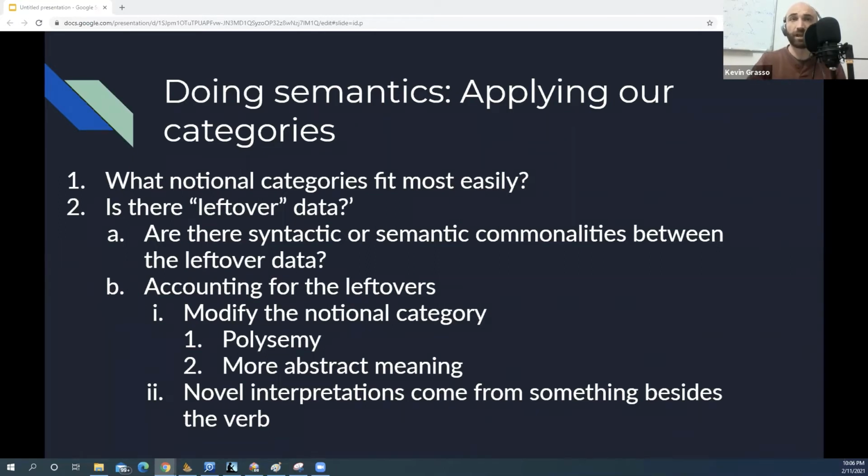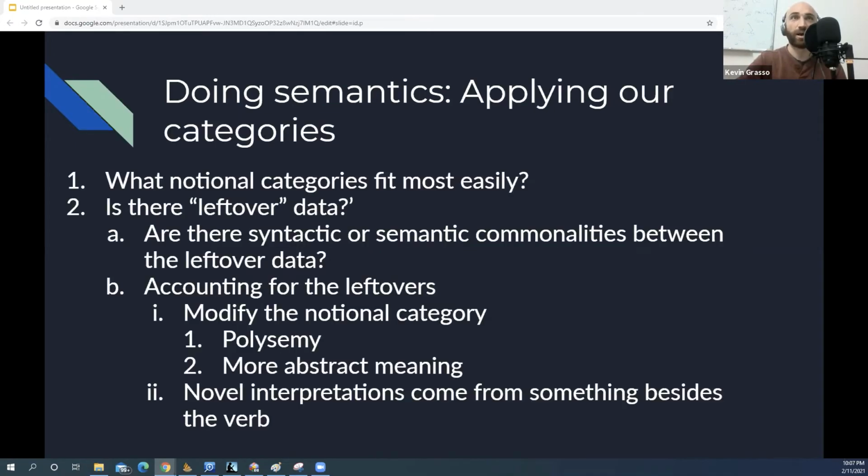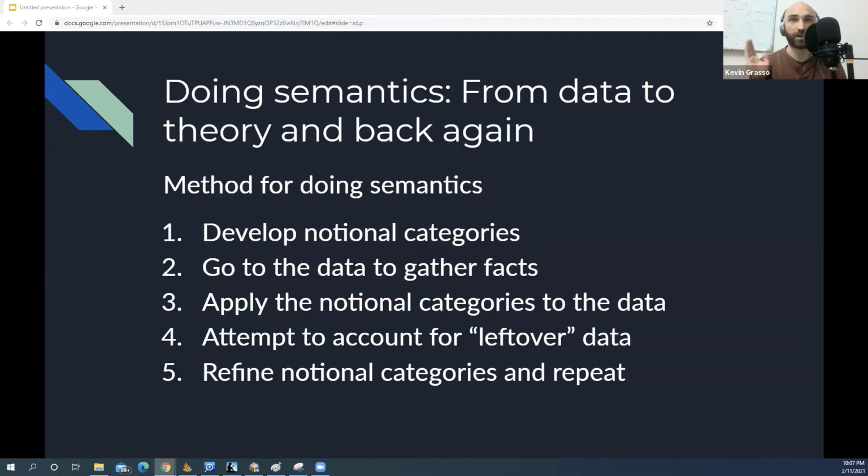So we'll take a look at how this plays itself out in our case studies. So a very important point: this process needs to be repeated. So this is what I said. Again, we'll just go back here one last time. Develop notional categories, go through the data to gather facts, apply the notional categories to the data, attempt to account for the leftover data, and then refine notional categories or look at the context, and then repeat.